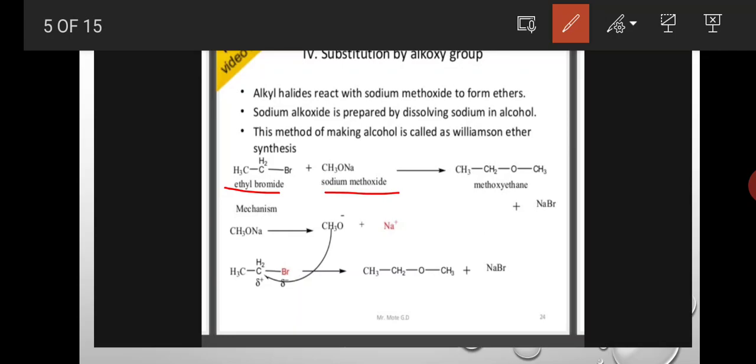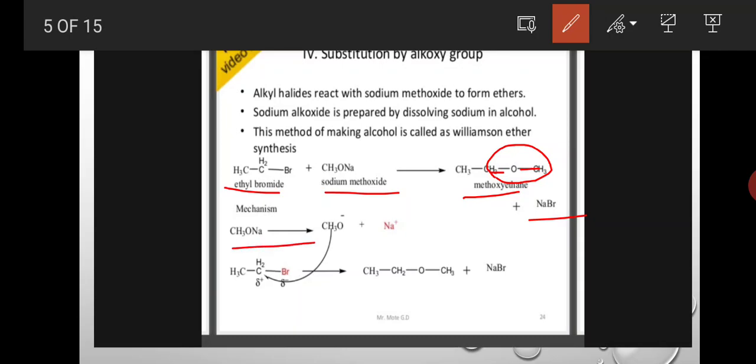CH3O is the methoxy group and Na is the sodium. So sodium methoxide reacts with ethyl bromide and forms methoxyethane. Here, methoxyethane is the ether. This is the ether functional group, where two carbons are bound directly to oxygen. So this functional group is called the ether functional group, and the byproduct is sodium bromide.